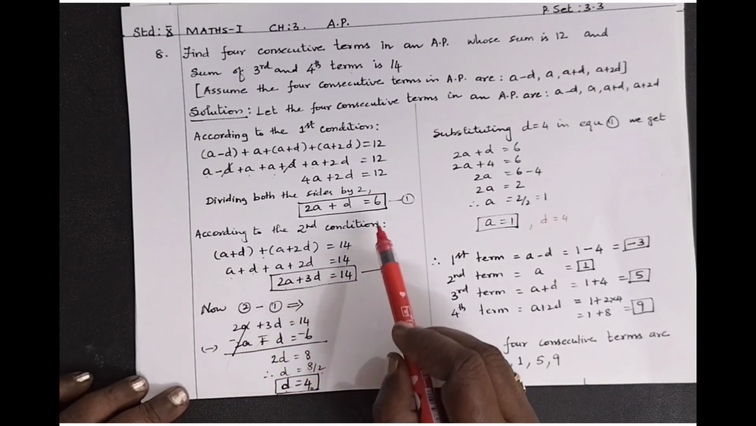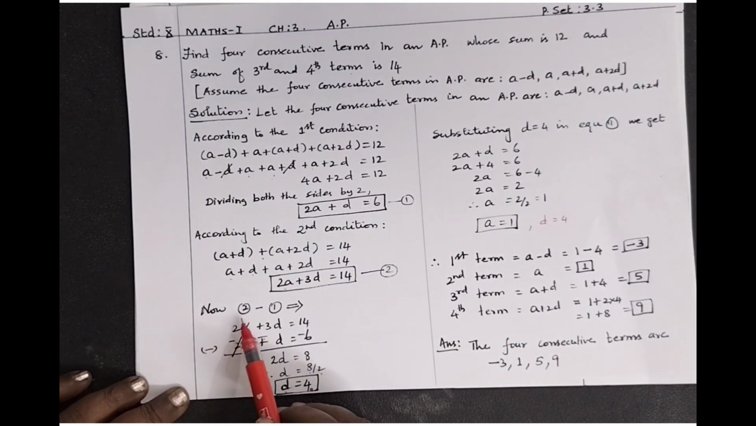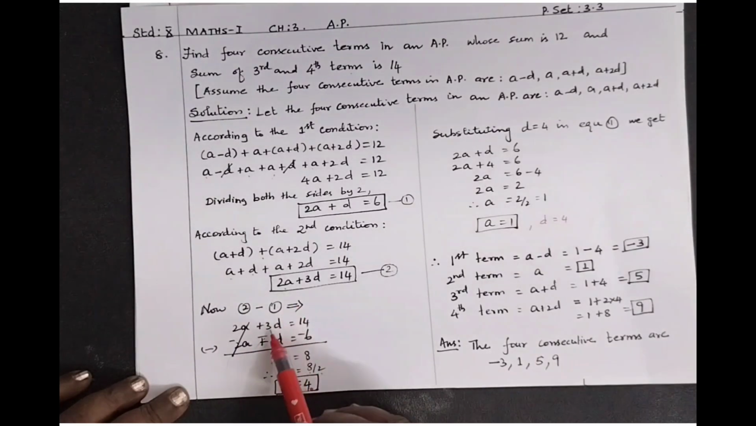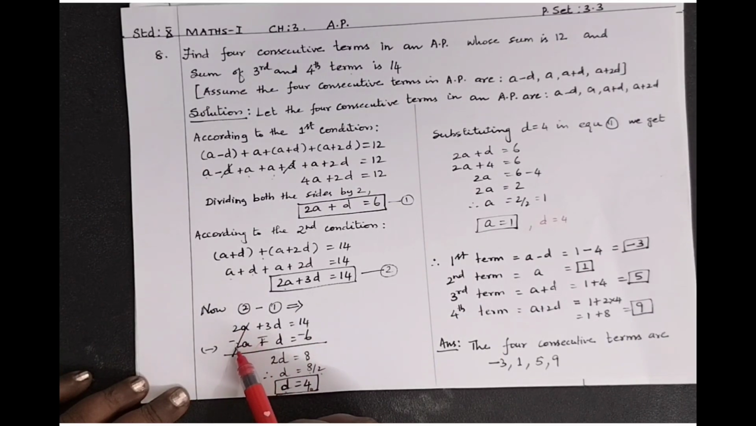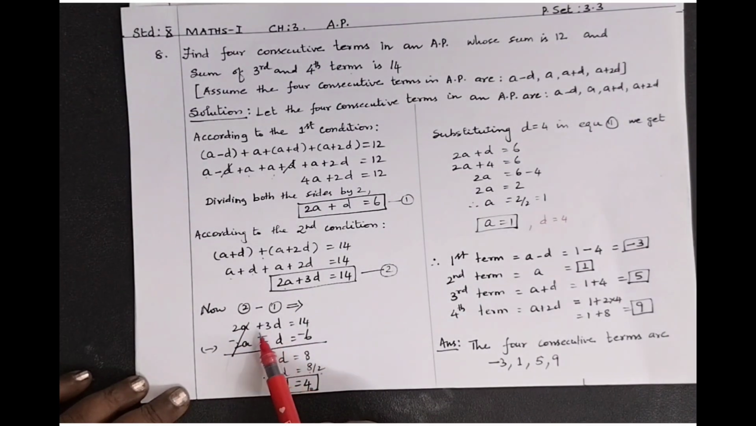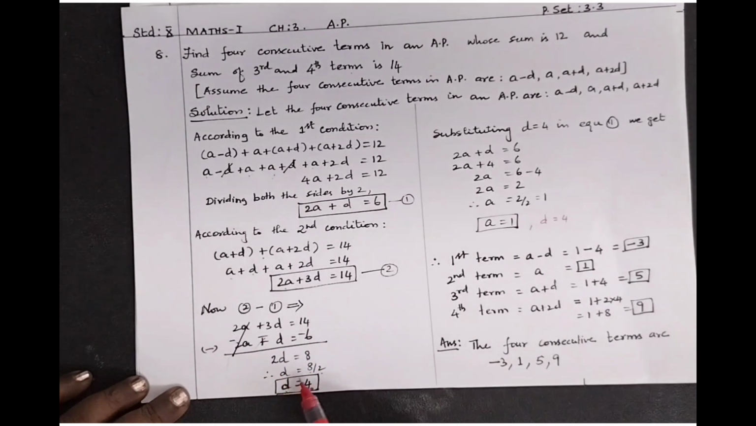Now let us subtract the first equation from the second equation. So 2 minus 1, that implies 2a plus 3d is equal to 14, and 2a plus d is equal to 6. To subtract, just change the sign of the second equation. So this will be minus 2a, minus d, minus 6. So 2a and minus 2a, we can cancel it. 3d minus 1d is 2d. 14 minus 6 is 8. So therefore d is equal to 8 upon 2. So therefore d is what?